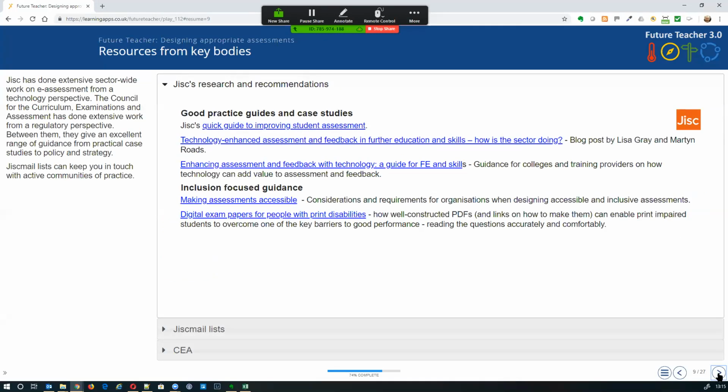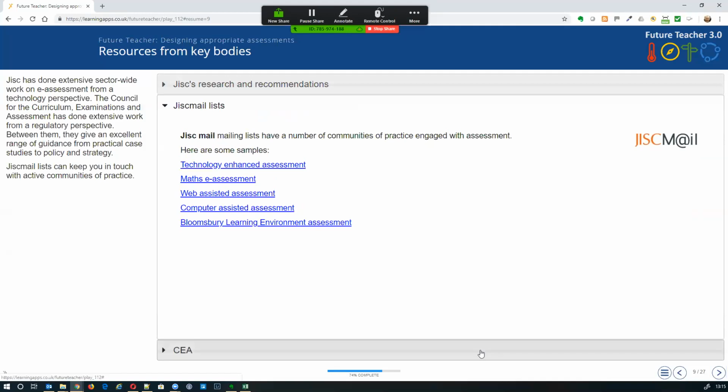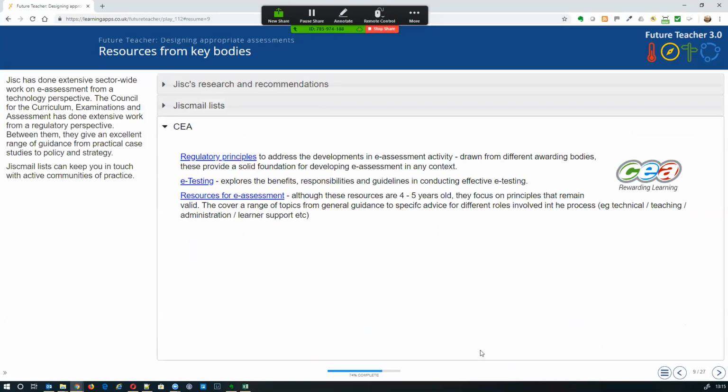There's a collection here of some key bodies that you might want to look at. I'm not going to talk through any of these, but just to let you see that there's the JISC research, there's some JISC mail lists, there's the CEA, there's plenty of others as well on the mind map, but I wanted to show you some of those because those are well known, they are generic, and they've got some fantastically detailed information if you want to drill down into those.